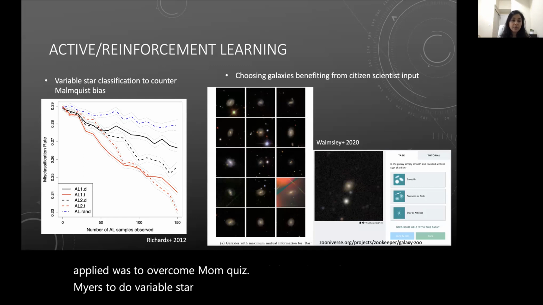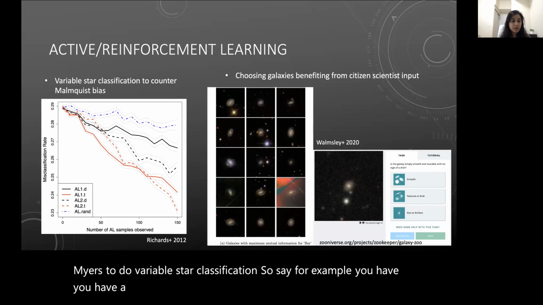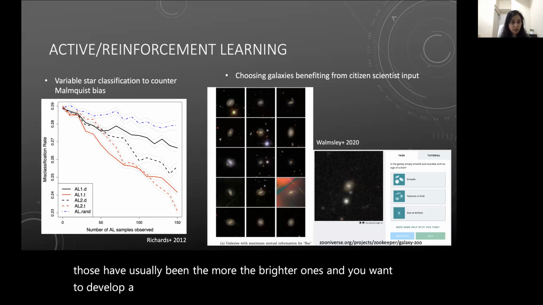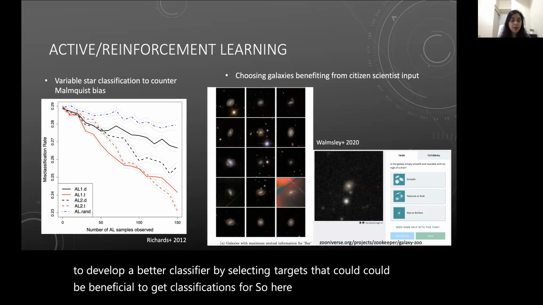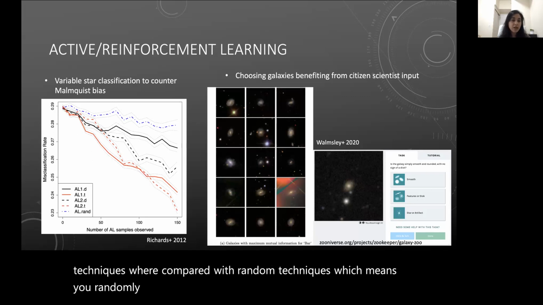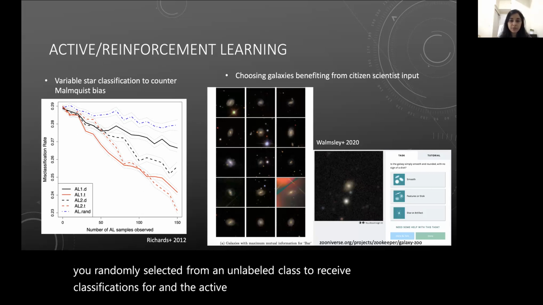Say, for example, you have a bunch of variable stars that have been classified, but those have usually been the brighter ones, and you want to develop a better classifier by selecting targets that could be beneficial to get classifications for. Here, active learning techniques were compared with random techniques, which means you randomly selected from an unlabeled class to receive classifications for, and the active learning outperforms the random strategy.